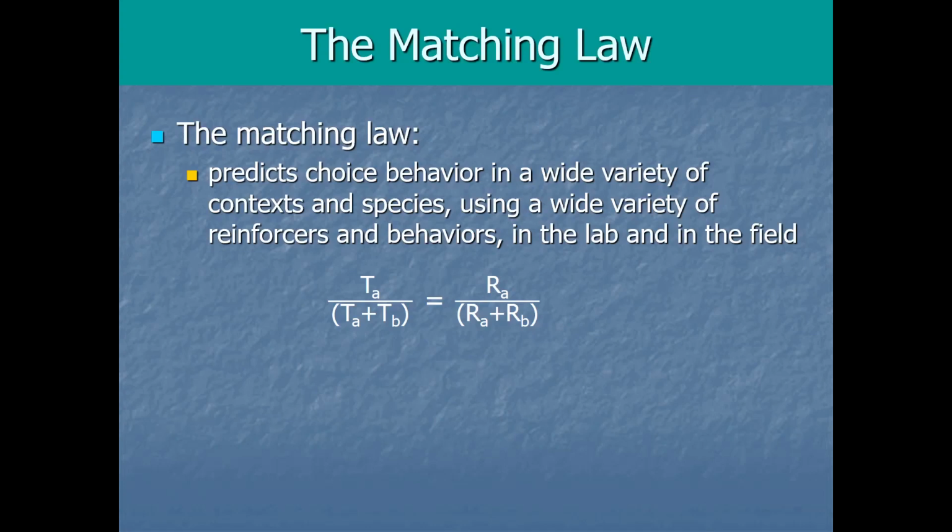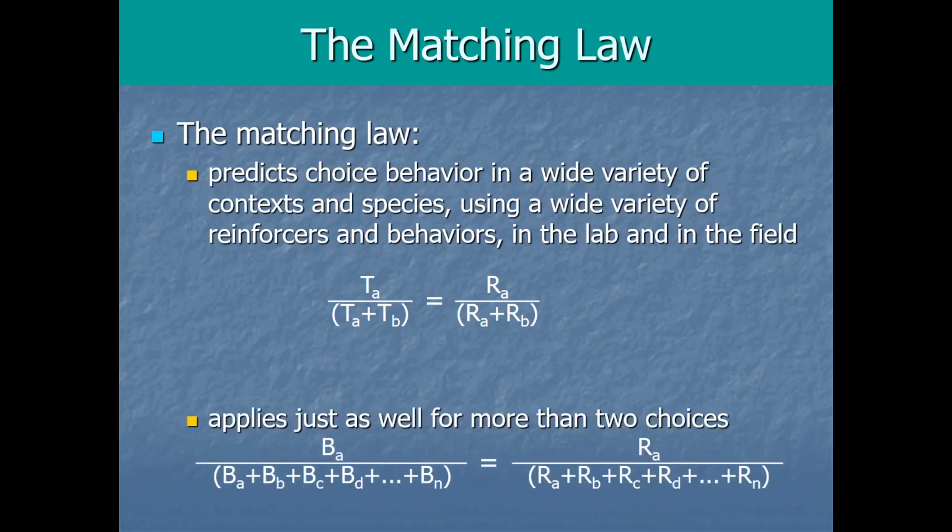The relative amount of time you spend watching TV show A will match the relative payoff you get from TV show A. Also, in test after test, the matching law seems to apply just as well when we have more than two choices that we're choosing among. So if we're deciding between a bunch of behaviors that have different relative rates of reinforcement, we'll spend a proportion of our behavior on each of those choices that matches the proportion of reinforcement it offers relative to the other choices.